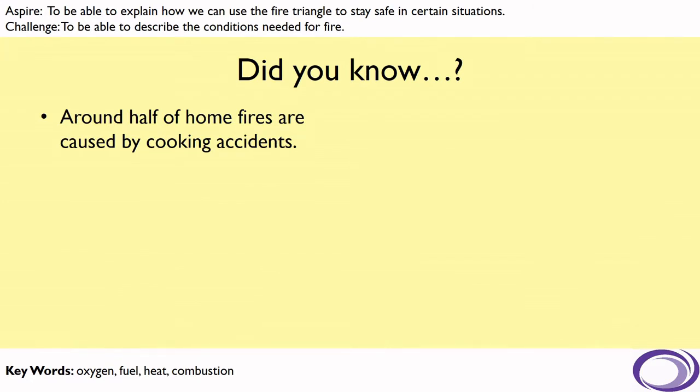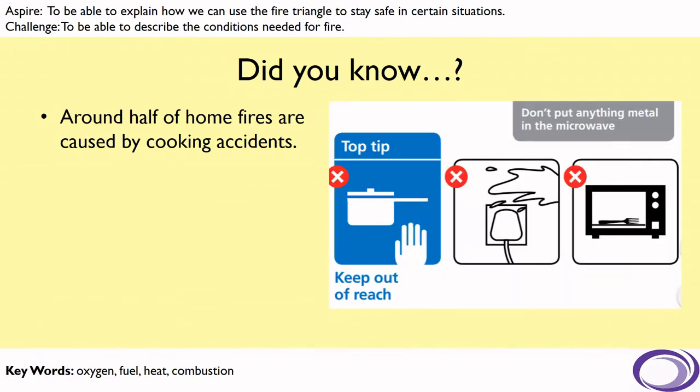Around half of home fires are caused by cooking accidents. So make sure that you keep pots and pans out of reach, keep liquids away from electrical equipment, and don't ever put anything metal in the microwave.